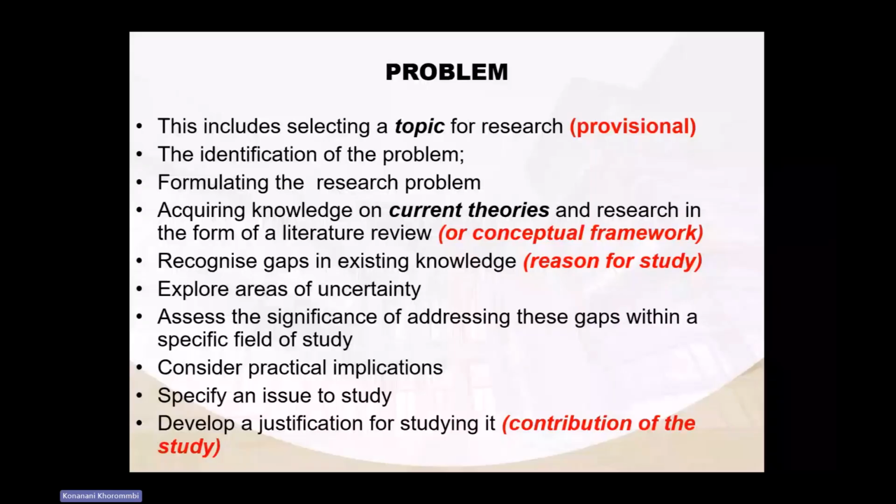And acquiring knowledge on current theories means that you're studying literature. In most instances, this goes as part and parcel of the literature review in chapter 2 or chapter 3. If your chapter 2 is not very long, then it will also include your theoretical framework or your conceptual framework. But if it is too long, then you can also dedicate chapter 3 to the conceptual framework or the theoretical framework.